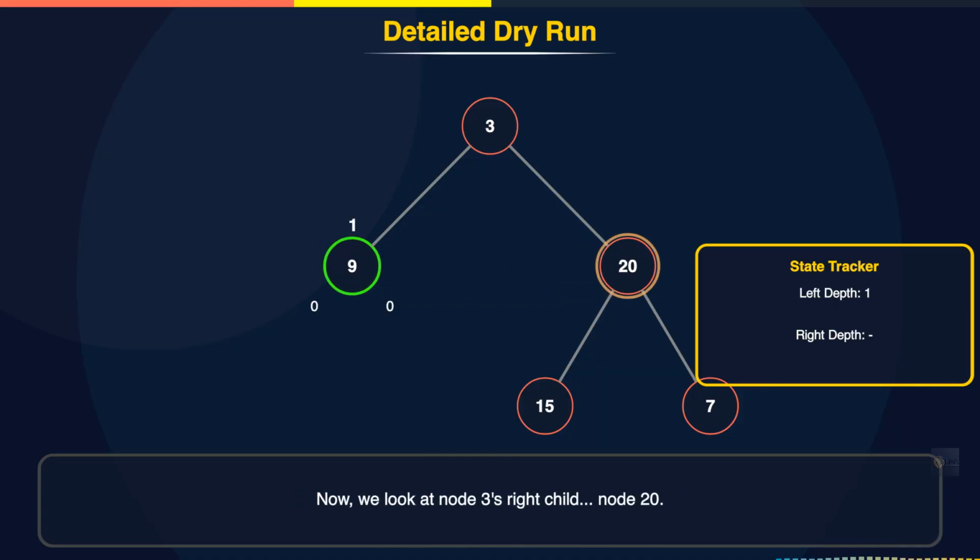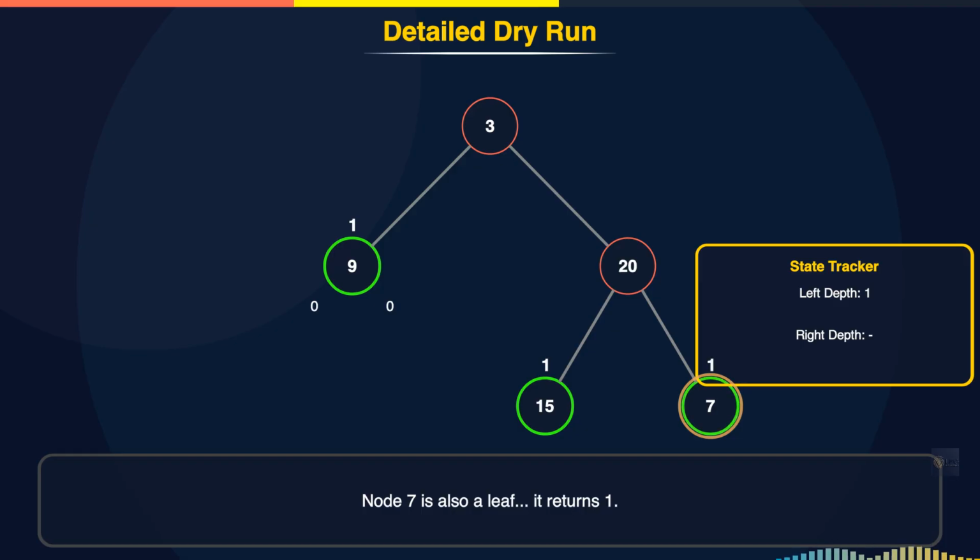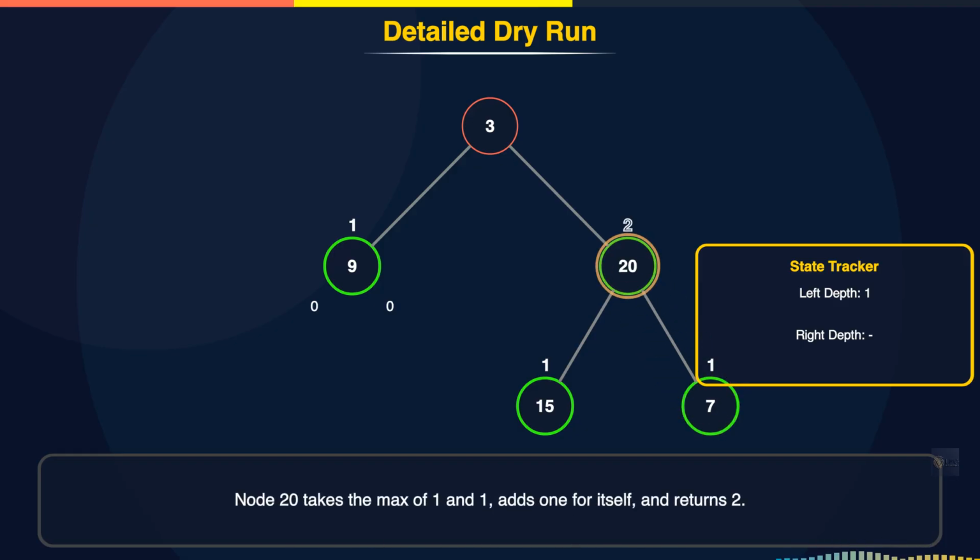Now, we look at node 3's right child, node 20. Node 20 asks its children. Node 15 is a leaf, it returns 1. Node 7 is also a leaf, it returns 1. Node 20 takes the maximum of 1 and 1, adds 1 for itself, and returns 2 to the root.